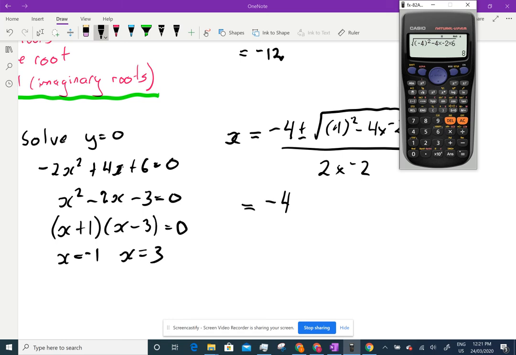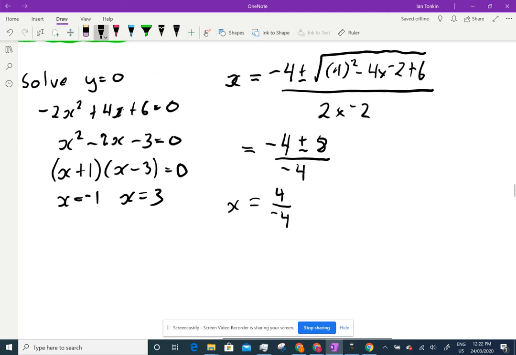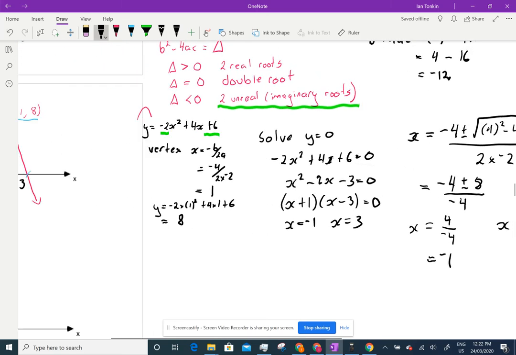That equals 8. 4 plus or minus 8 over negative 4. Okay, well negative 4 minus 8, negative 4 plus 8 is 4 over negative 4, which means equals negative 1, or negative 4 plus minus 8 is negative 12 over negative 4, which equals 3. So you still get the same answers if you use the quadratic formula.